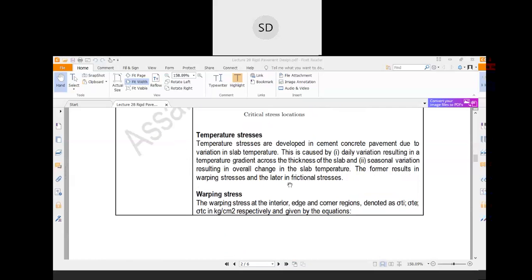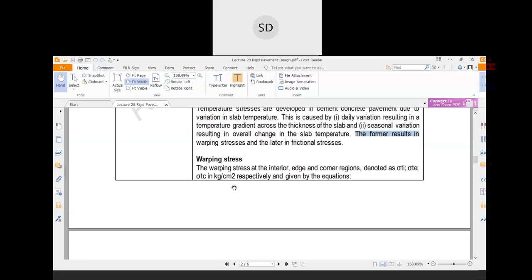Now, another important parameter in the rigid pavement is temperature stresses. Generally, temperature stresses will be higher in the rigid pavement, and they are developed in cement concrete pavement due to variations in the slab temperature during different seasons and different periods of the day. Therefore, there are two types of causes. One is daily variation, resulting in a temperature gradient across the thickness of the slab, and the other is seasonal variation, resulting in an overall change in the slab temperature. Now the former results in warping stress and the latter results in frictional stress.